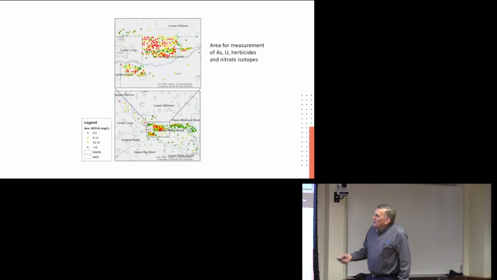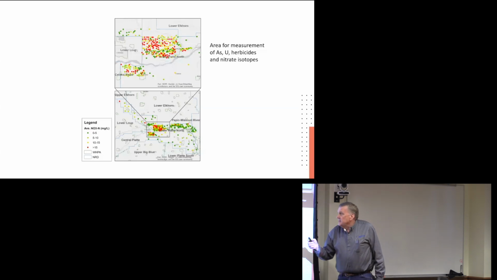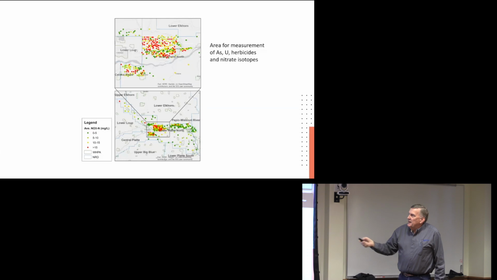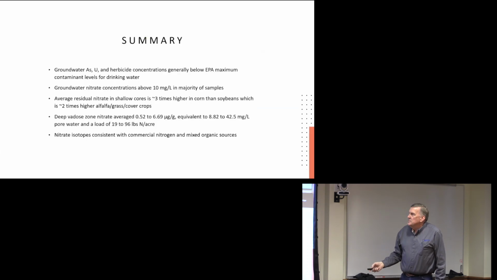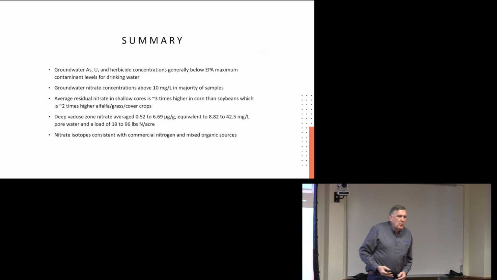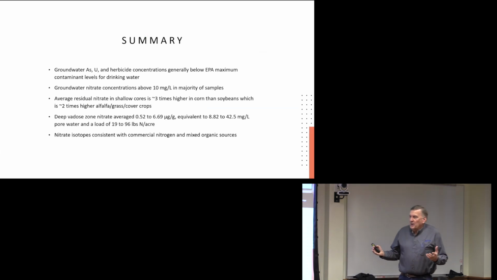So we did the area. He looked at arsenic, uranium, and then the herbicides in that area. Again, it's kind of the same area. These are the nitrate samples that we collected. And then he found that most of the arsenic, uranium, herbicide concentration was below the drinking water standard.